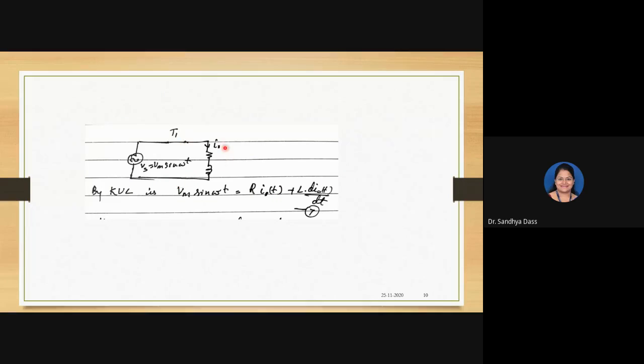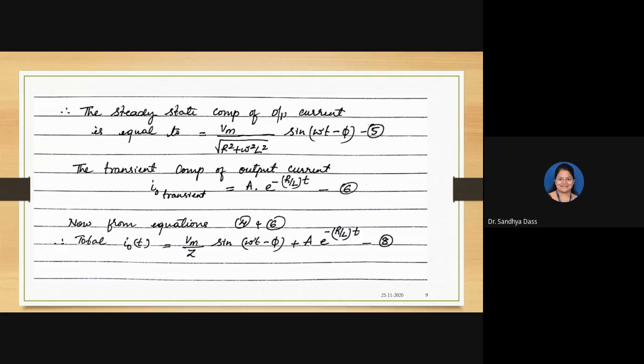because this circuit has both steady state and transient, which means that the property of the output will be varying with respect to time. So I naught of t plus L into d I naught of t by dt, because of the inductor. This you call equation 7. Because of this, we have got the two components, the steady state and the transient component.